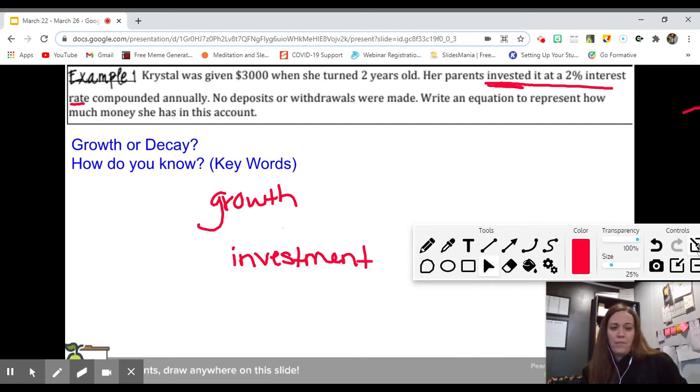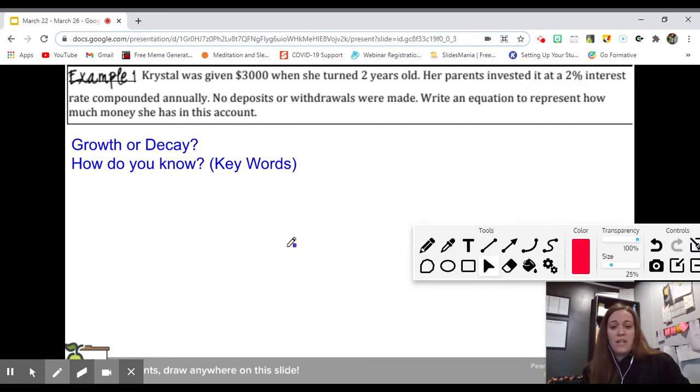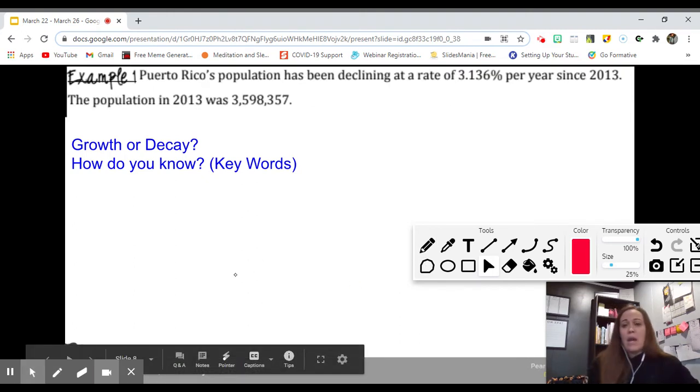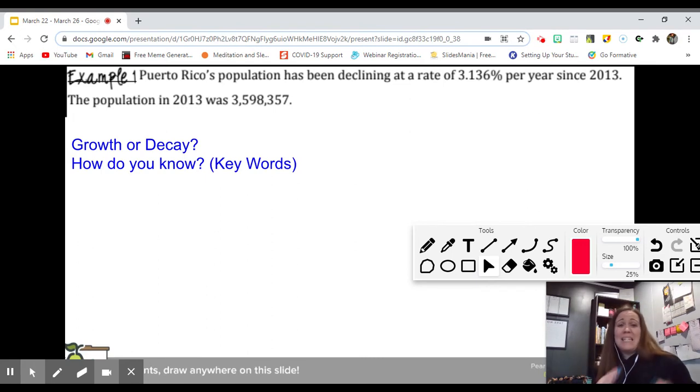Okay, let's go ahead and dive into the next problem. Puerto Rico's population has been declining at a rate of 3.136% per year since 2013. The population in 2013 was 3,509. That's not 3,000. Anyways, I thought that was a decimal point, and it was not.